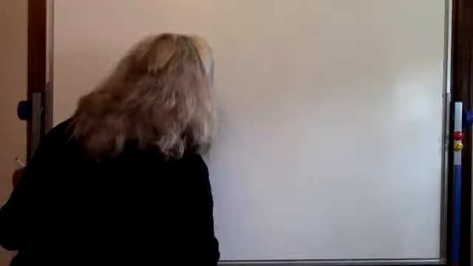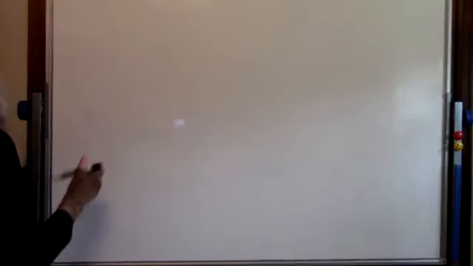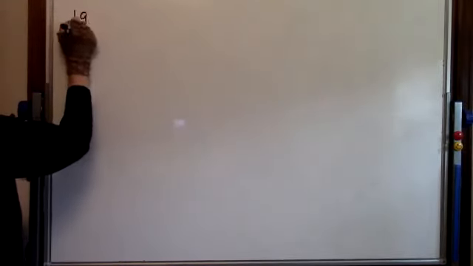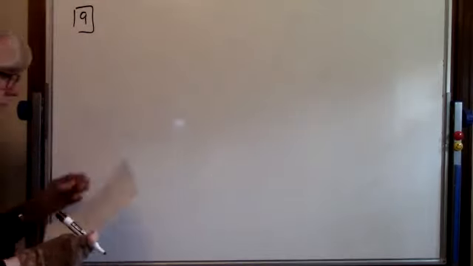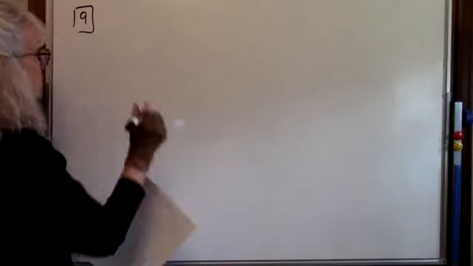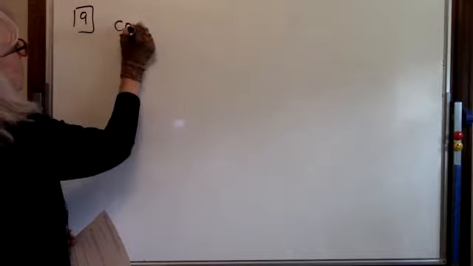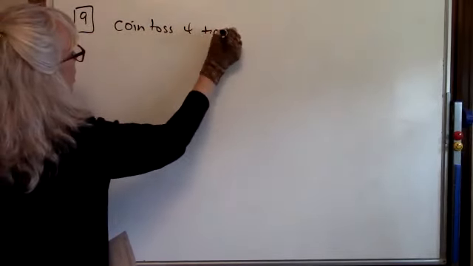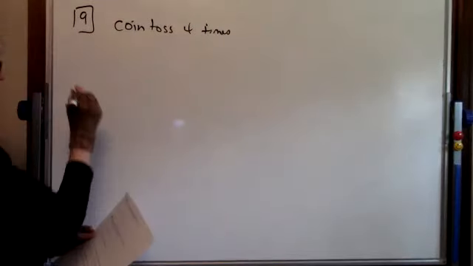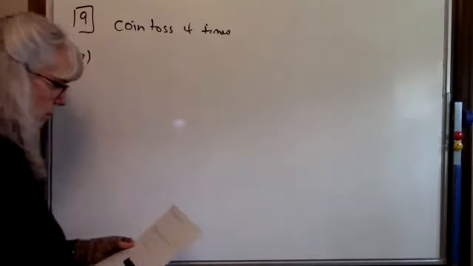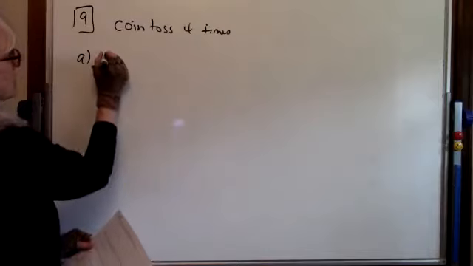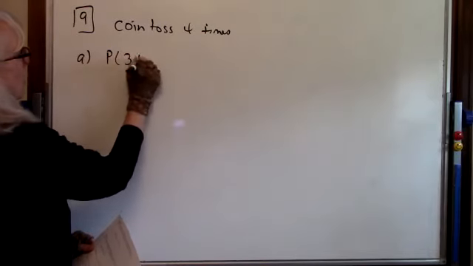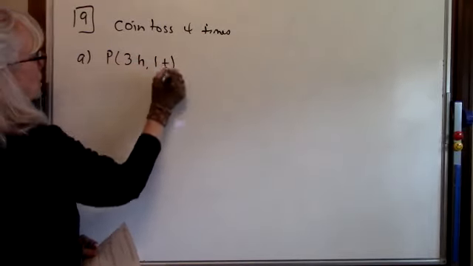Okay, so we've done cards, we've done dice. Let's come in and do some coins again. So example 9 says we're going to come in and toss a coin 4 times. What's the probability that 3 heads and 1 tail are tossed? So the probability of 3 heads, 1 tail.